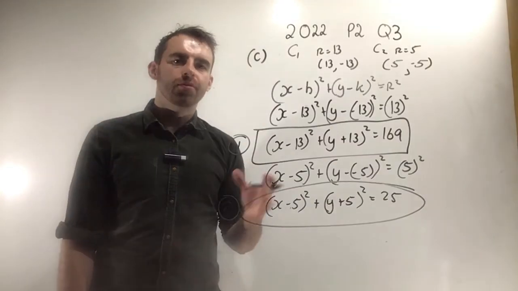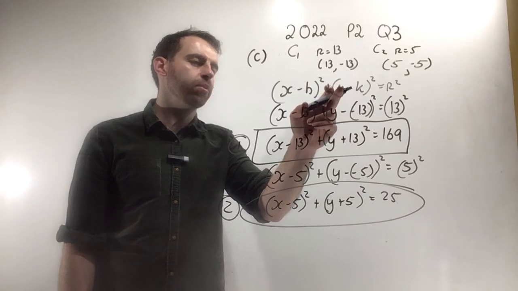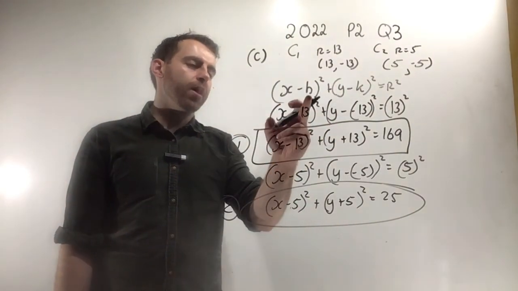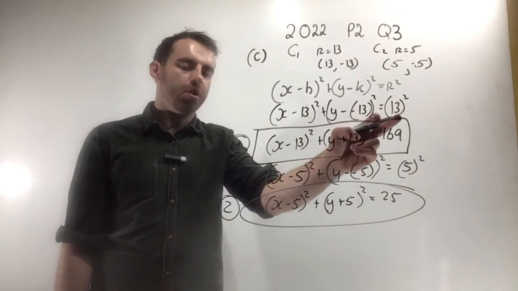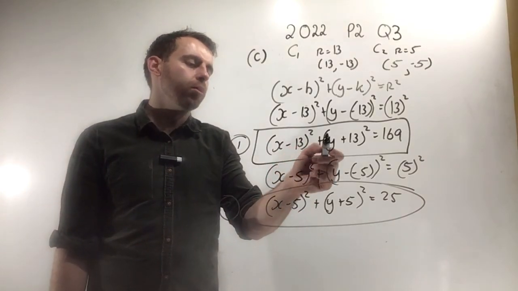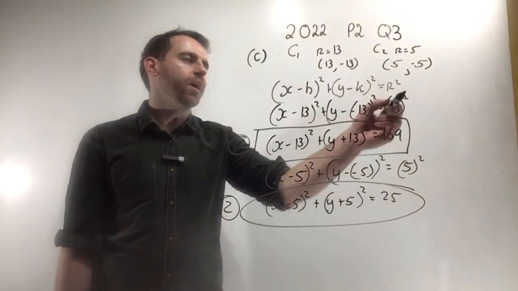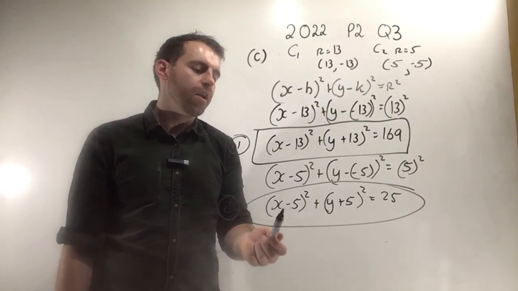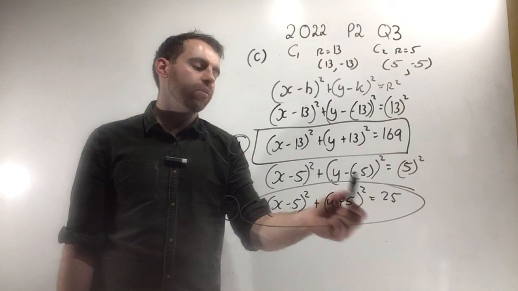Now that I have the center and the radius of each of my circles, I can just write down my answer. If you go to your maths tables, the equation of a circle is (x minus h) squared plus (y minus k) squared equals r squared. In the first scenario, my h is 13, my k is minus 13, and my r is 13. So your first answer is (x minus 13) squared plus (y plus 13) squared equals 169. In the second scenario, you sub in your radius is 5 and the center is (5, minus 5), and you end up with (x minus 5) squared plus (y plus 5) squared equals 25.